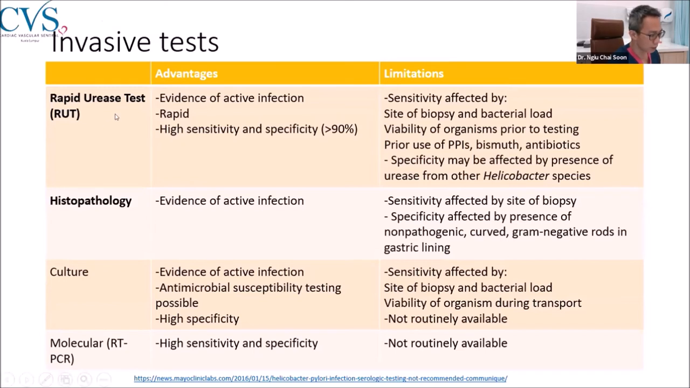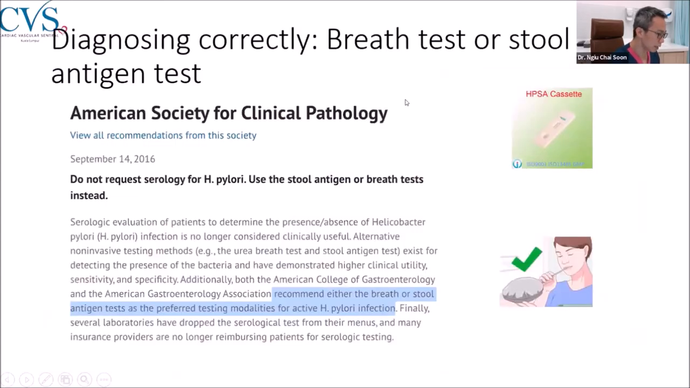The invasive test that we use in our clinical setting actually is the rapid urease test, and the other test we use is histopathology, which is done through the endoscopy procedure. We will acquire some samples for testing. And the American guideline has given a lot of talk about which test to use already. If you want to diagnose Helicobacter correctly, you have to use a breath test or stool antigen test.